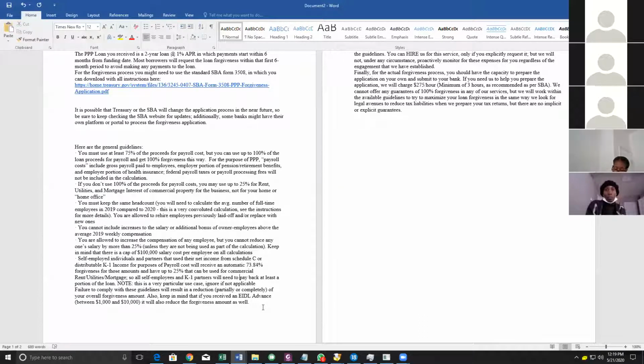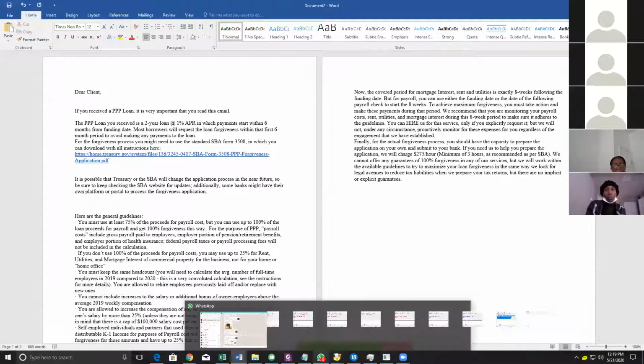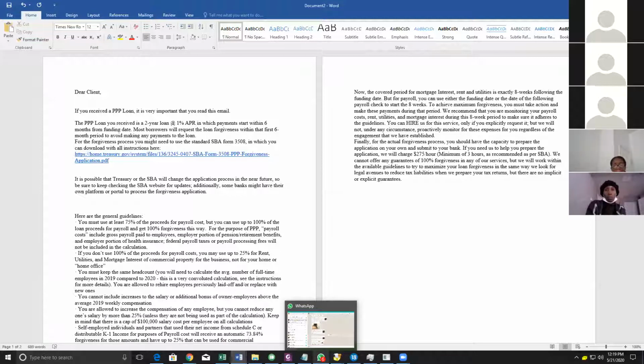Again, this is a very particular use case, so you can ignore it if it's not applicable. Failure to comply with these guidelines will result in a reduction, partially or completely, of your overall forgiveness amount. Also keep in mind that if you receive the EIDL, that's what Erin just asked, it would also reduce the forgiveness amount as well. Now, the coverage period for the mortgage, interest, rents, and utilities is exactly 8 weeks following the funding date. But for payroll, you can either use the funding date or the date of the following payroll check to start your 8 weeks.